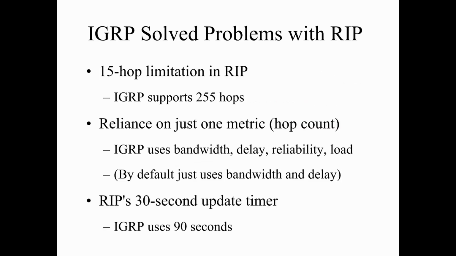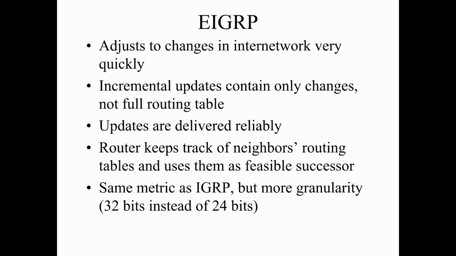IGRP solved problems with RIP, like the whole 15 hop limitation. RIP also has that 30-second update timer, where IGRP could use 90. EIGRP is an enhanced IGRP. It adjusts to the changes in the network very quickly. It has incremental updates containing only changes. That way you don't have to send the entire routing table. It also updates and delivers more reliably.